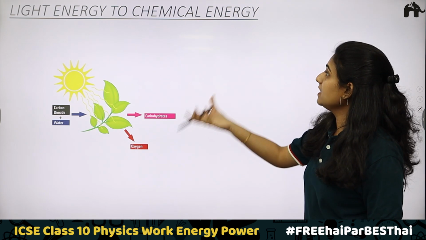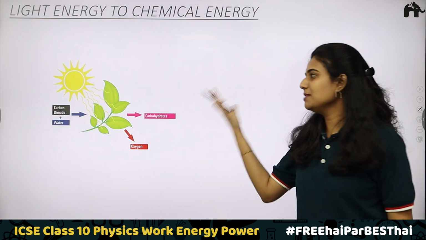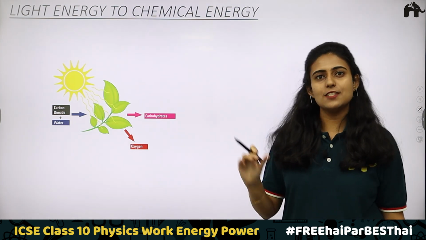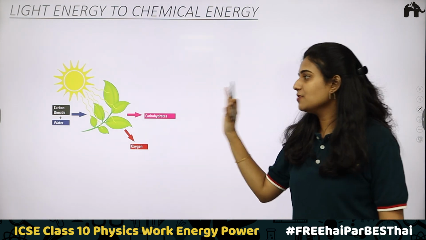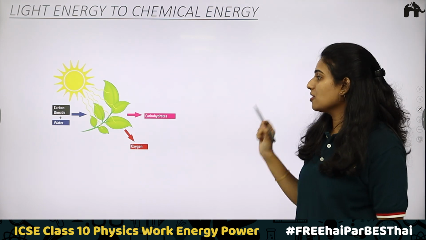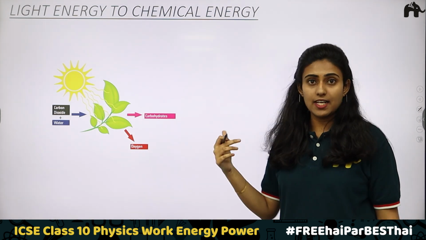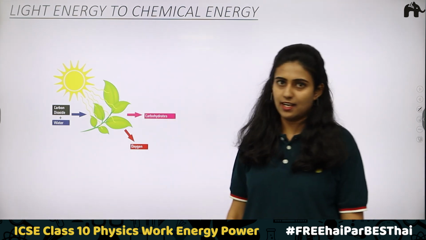Next is converting light energy to chemical energy. A very simple example we have is photosynthesis. We have been studying about photosynthesis from very small classes. Here, what is photosynthesis? Photosynthesis is a process of preparation of food by green plants using water, carbon dioxide and chlorophyll in the presence of sunlight.